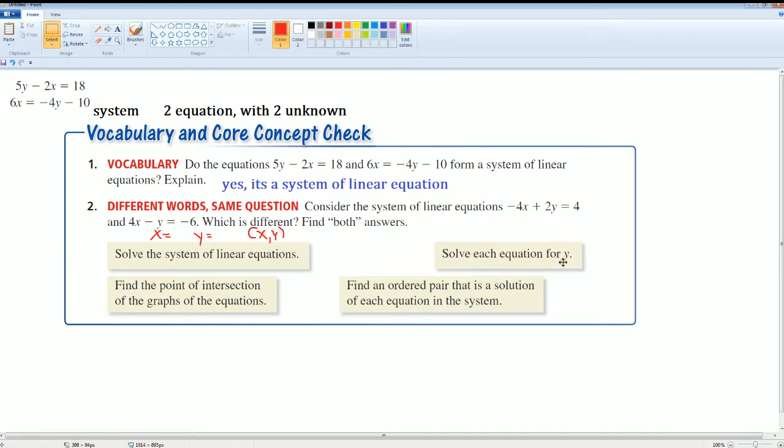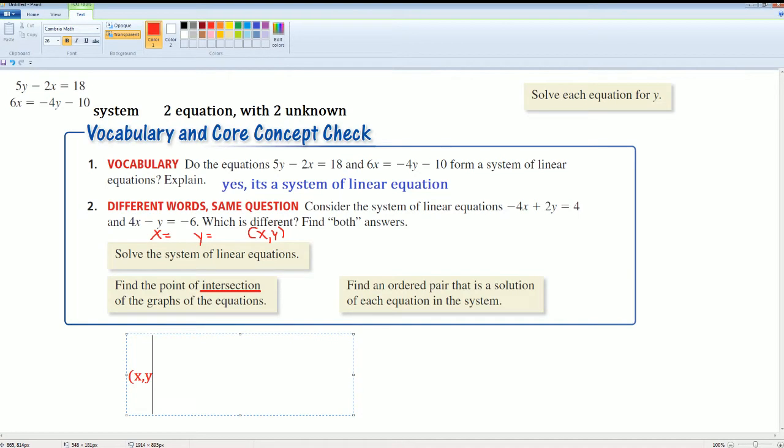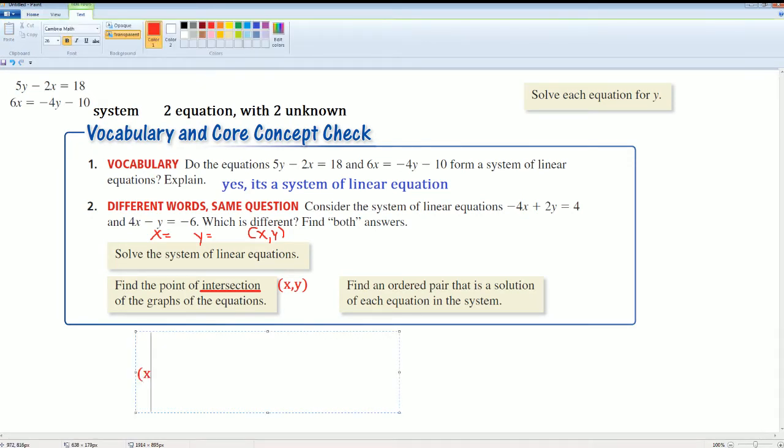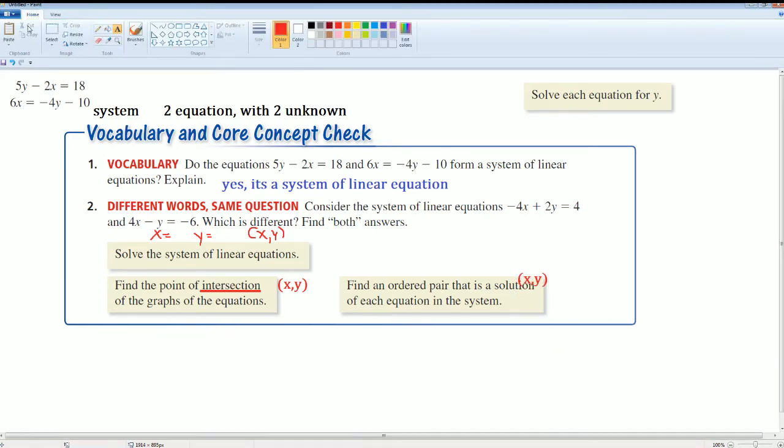This one looks weird. Find the point of intersection. Here's the key phrase, intersection. The intersection of a system of linear equations is defined as x comma y. So that is correct. And find an ordered pair: the ordered pair of the system is going to be x comma y. So this one is the bad one. This is the one that doesn't make sense.